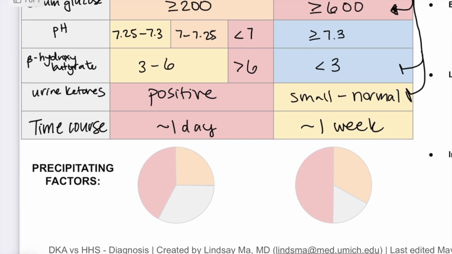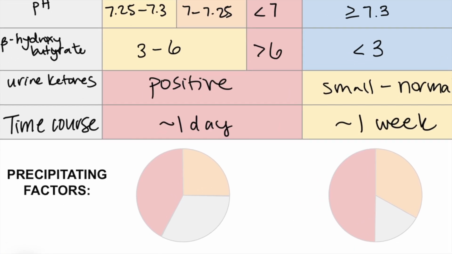That's because when we think about precipitating factors, infection is a major trigger for DKA and HHS. In fact, 1/3 of DKA cases have infection as an underlying cause, and half of the HHS cases also have infection as an underlying cause. Other big contributors are new diabetes diagnoses. Their insulin levels could become very low because they have low endogenous production and ultimately result in a DKA episode.